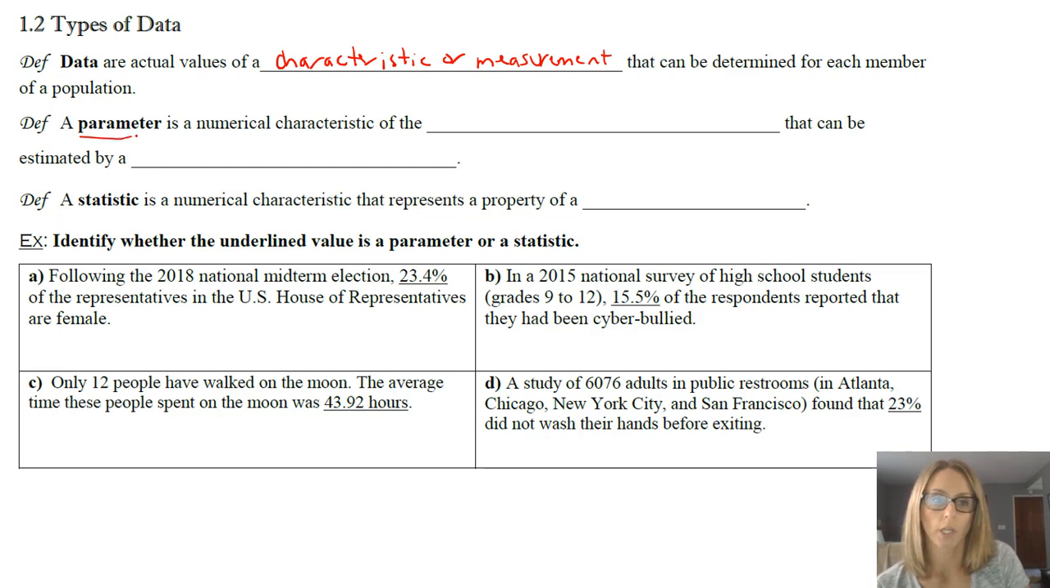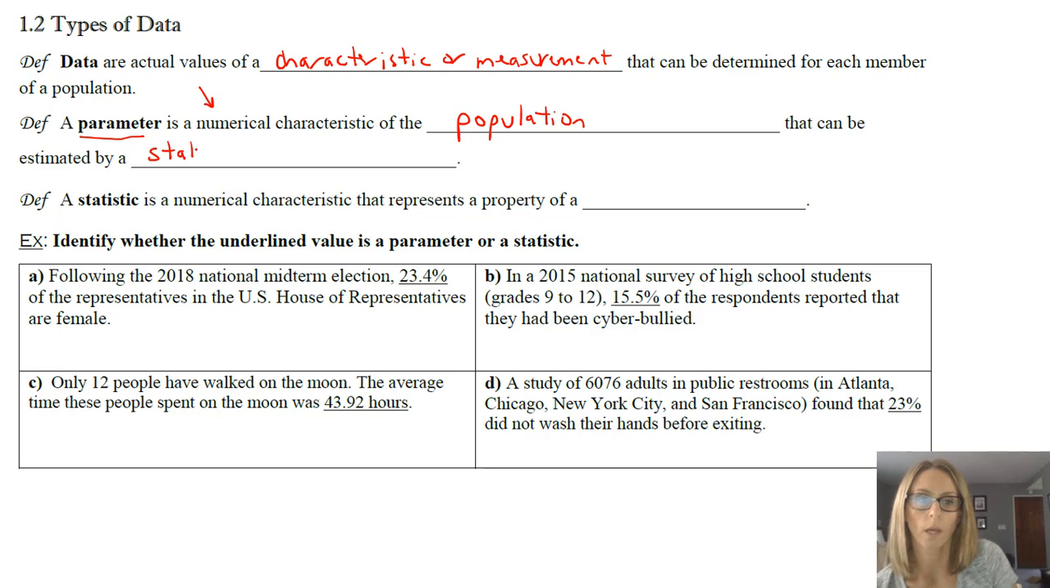And we have another definition here, a parameter. It's a numerical characteristic, so it just means it is a number. A parameter is a number of the population. We defined that in section 1.1. That can be estimated by a statistic. Okay, and I'll define that in a second. As you can see, a statistic is a numerical characteristic that represents a property of a sample.